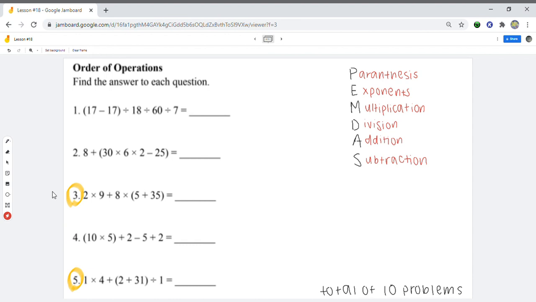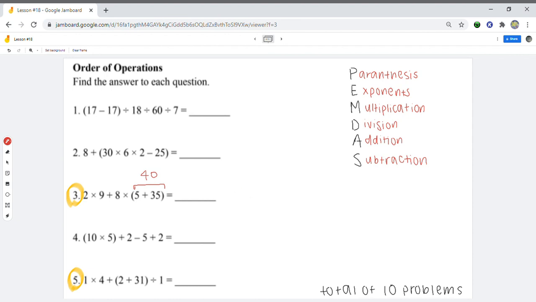So now let's look at number 3. We're going to go over number 3 and 5. So it says 2 times 9 plus 8 times, in parentheses, 5 plus 35. I'm going to go down this list. The first is P, parentheses. Do I see any parentheses? Yes, we do. So we're going to do the operation inside the parentheses first. So we're going to do this inside, which is 5 plus 35, which is 40.